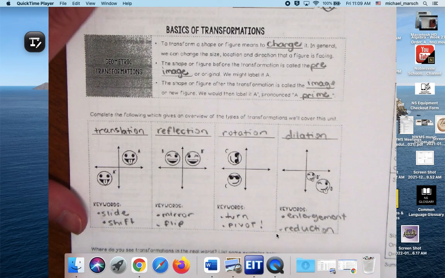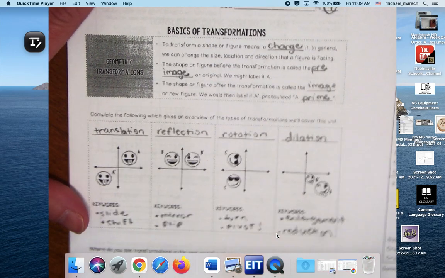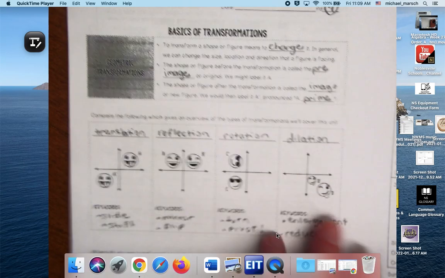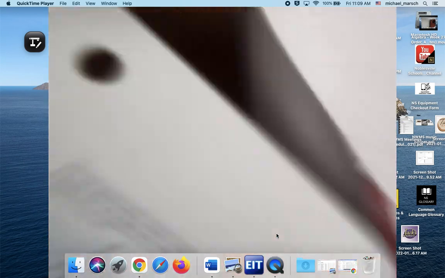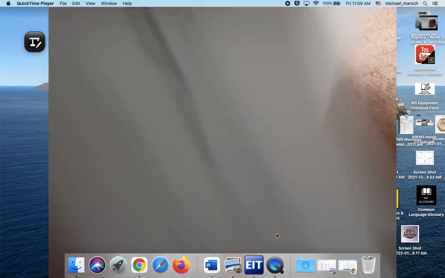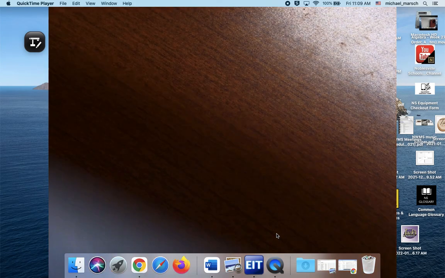Right? We talked about the 4 different transformations. You guys had time yesterday to work on that with Desmos. We finished the whole first page. Let's turn to this next page here.